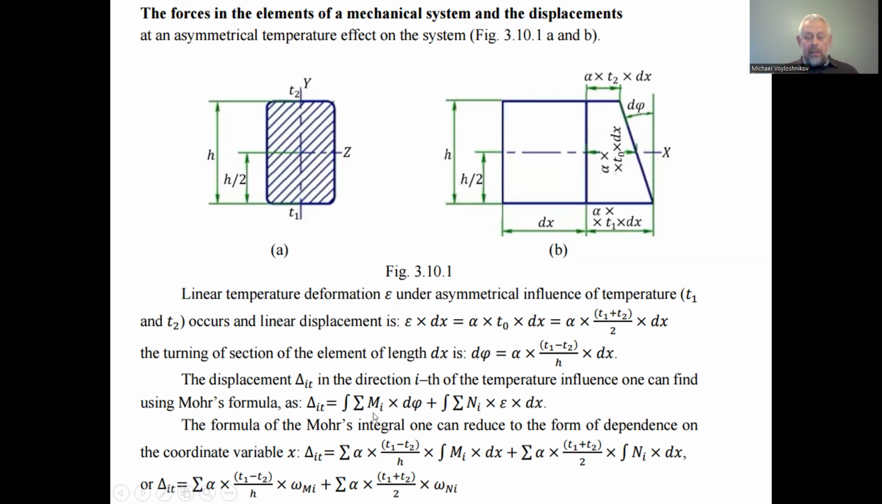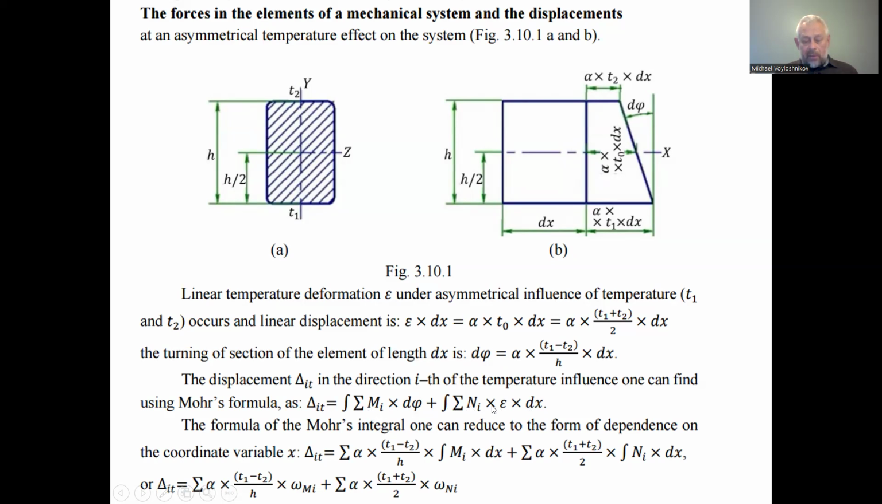the total product of the moment m_i of unit force in the direction of the sought displacement of the assigned point, product by the angular deformation, plus the integral of the total of the longitudinal forces acting in the element of the mechanical system. This is a total over the elements of the mechanical system.